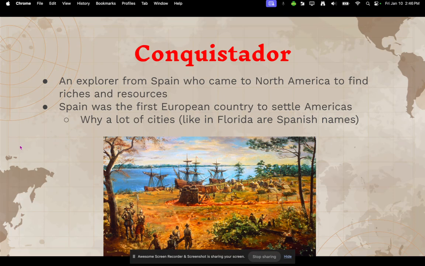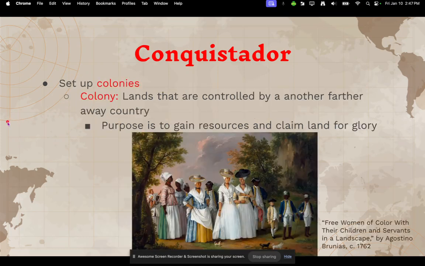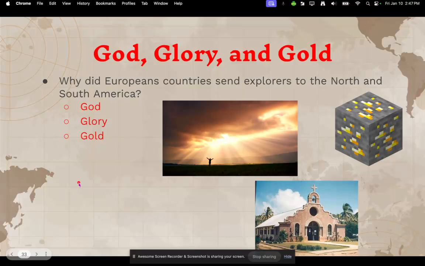So Spain was the first European country to settle the Americas. That's why a lot of cities, especially older cities, have Spanish names. Especially in Florida, there are a lot of Spanish names. They were also here to set up colonies. A colony is land that is controlled by another farther away country. And the purpose of a colony is to gain resources and claim land for glory.